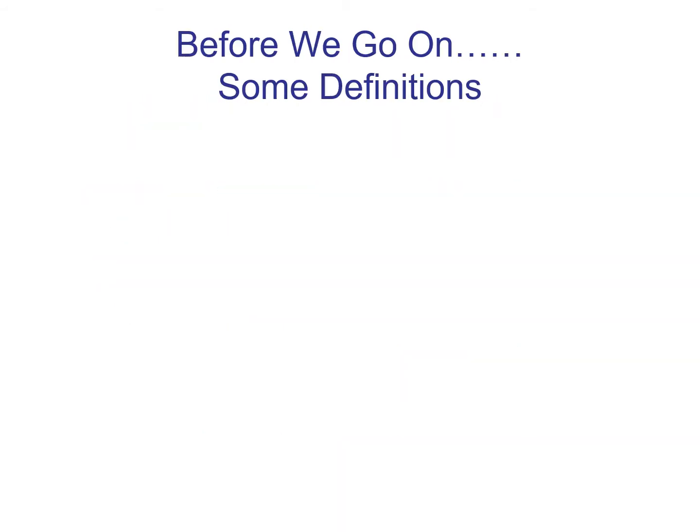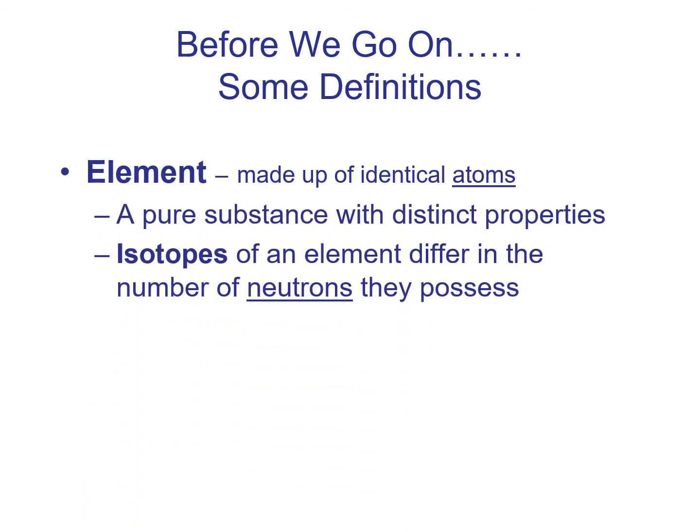I've defined a few things, but let's define a few more. So an element, as I mentioned, is made up of identical atoms. So it's a pure substance that has distinct properties. So gold, for instance, if you have a gold coin or a gold nugget in front of you, it's pretty good at conducting electricity. That's one of its characteristics. It's malleable, which means you can deform it. So the old timers, when they would get a gold nugget in their gold pan, they'd bite into it, and if they were able to leave a little tooth mark in it, that meant it was gold because they were able to deform that nugget.